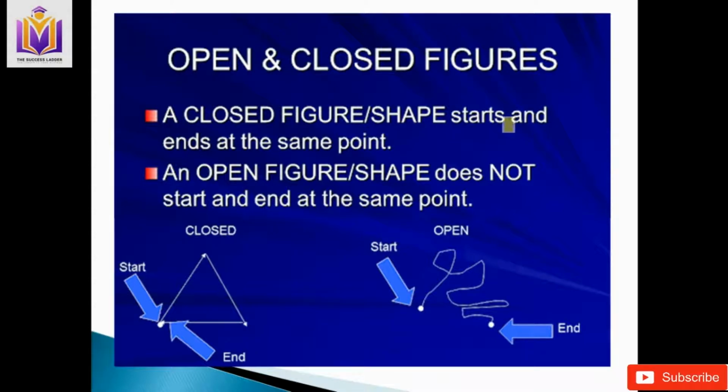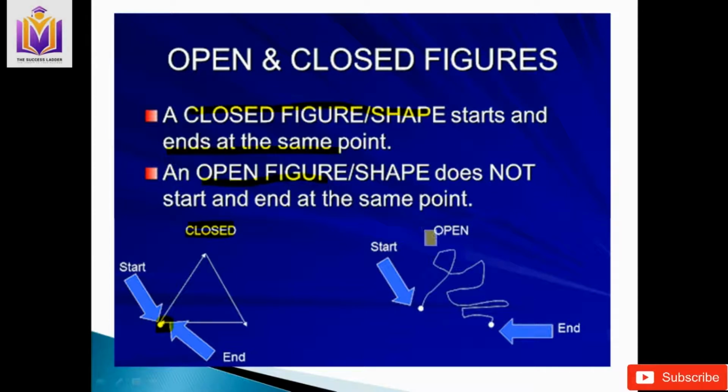Now let us see again. A closed shape or figure starts and ends at the same point. For example, here is a shape. This is an example of a closed shape. If the starting point of the figure is this, it is basically starting from this point and ending at the same point. So this is called a closed figure or closed shape that starts and ends at the same point.